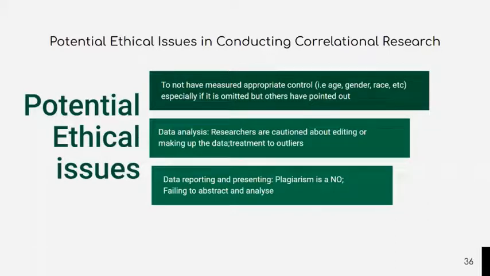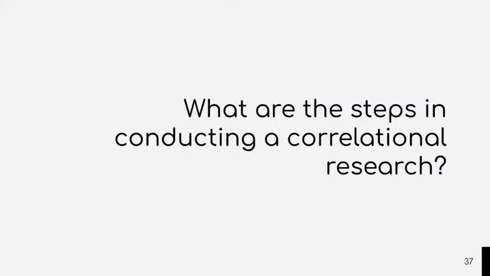The failure to abstract and analyze the findings of multiple studies, and how this leads to erroneous results, is considered unethical. It is also unethical for researchers to exclude studies because of small sample size and insignificant results. So now that we've covered the potential ethical issues, let's look at the steps in conducting correlational research.